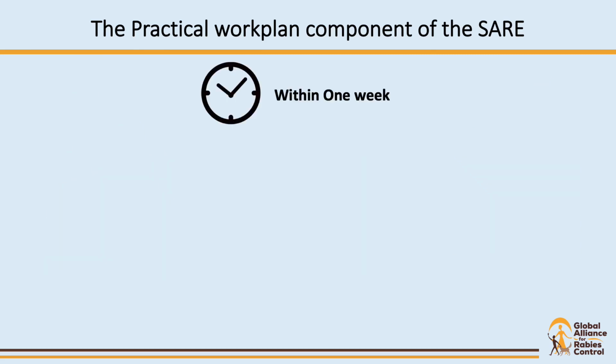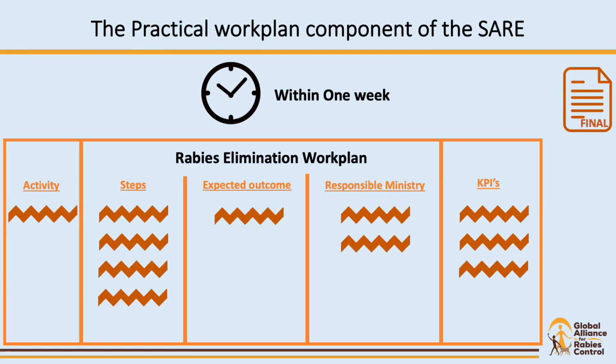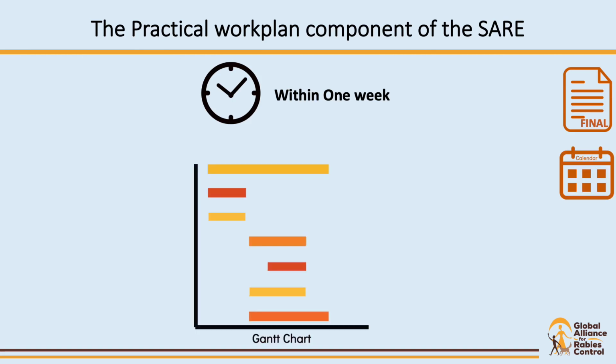The SARE assessment and work plan development is most often done during in-country workshops that have participants from various stakeholders and ministries. These workshops typically last 5 days, at the end of which the following deliverables are produced. Firstly, a rabies elimination work plan is developed and ready for implementation. As the work plan has time frames allocated to each activity, the SARE automatically generates Gantt charts that allow the users to track progress.